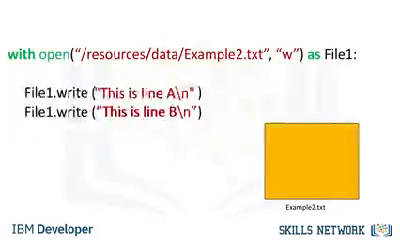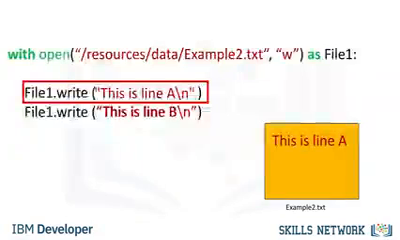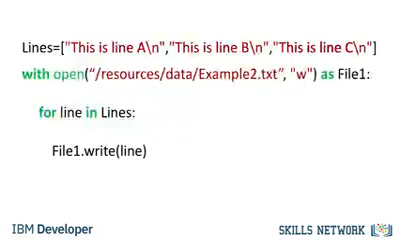If we use the write method successively, each time it's called, it will write to the file. The first time it is called, we will write, "This is line A" with a \n to represent a new line. The second time we call the method, it will write, "This is line B," then it will close the file.